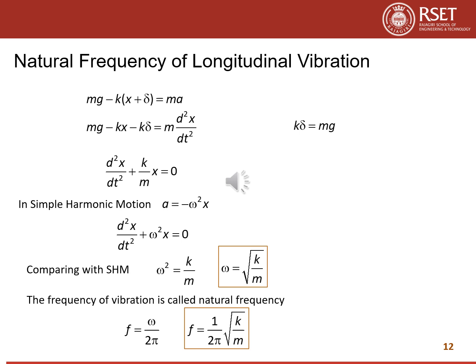Here the frequency is called natural frequency because free vibration is happening. We know that frequency f is equal to 1 by T, which is equal to omega by 2 pi. So we can write the natural frequency for undamped vibration as f is equal to 1 by 2 pi square root of k by m, in hertz. Omega, equal to square root of k by m, is in radians per second.